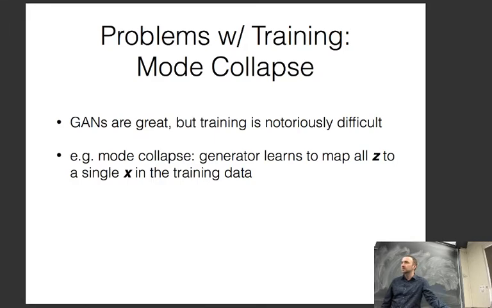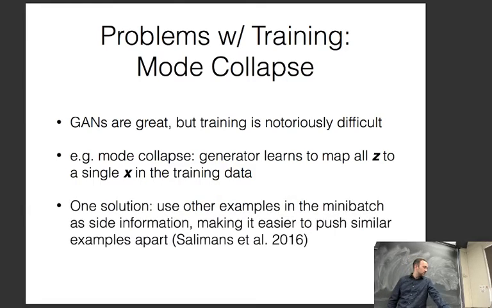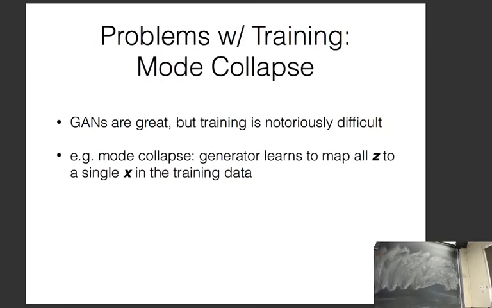So basically the idea is that the generator learns to map all Z to a single X in the training data. There was this very abstract example in the reading material that had like 5 Gaussians and was trying to explain how things converge onto one Gaussian.